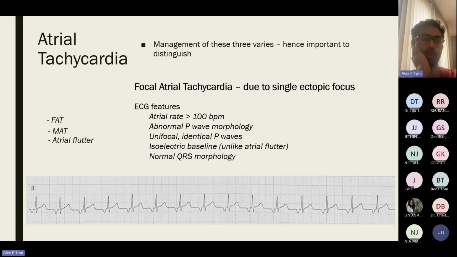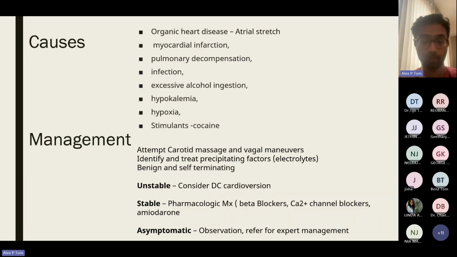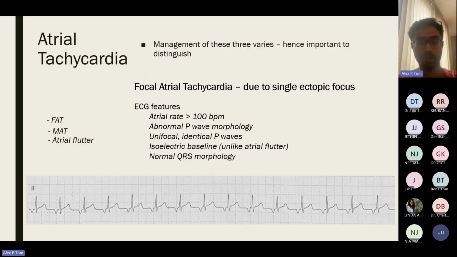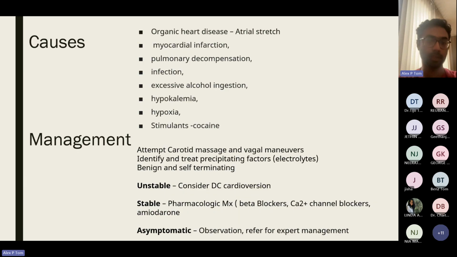So what would be the cause for this focal atrial tachycardia? The causes could be many things. Anything that can cause an atrial stretch, infarctions, pulmonary decompensation, infection, dyslipidemia, hypoxia, and stimulants like cocaine. So things like that can cause focal atrial tachycardia. How do you manage that?